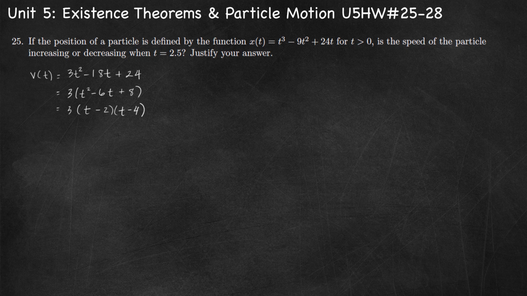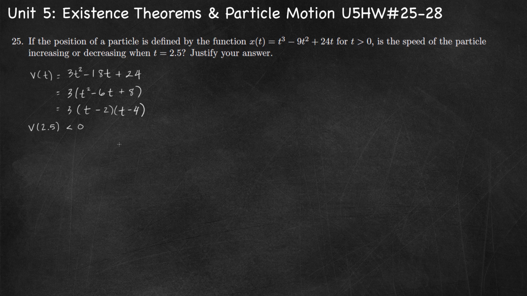Let me multiply that back in my head real quick. So that's t squared minus 4t minus 2t plus 8. That looks good. So now v of 2.5, I really just need to determine if that's positive or negative. I don't need to figure out exactly what it's equal to. So 2.5 minus 2 is positive. 2.5 minus 4 is negative, so I'm multiplying 3 times a positive times a negative. That's going to be negative. V of 2.5 is less than 0.